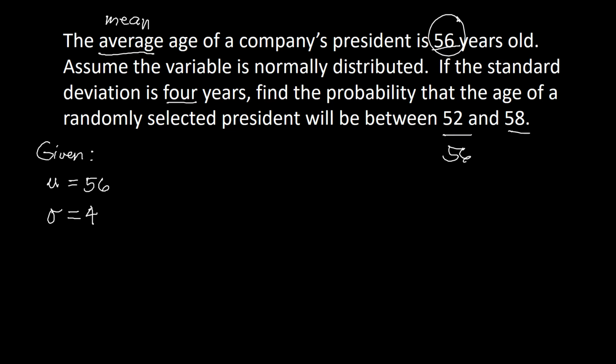Now, since here you've got two raw scores, we will be naming the first one as X sub 1, which is 52. Take note, you may interchange the names there. That really doesn't matter at all. So we have X sub 2 as 58. Now next, we look for their corresponding z-scores using the standardizing formula. This time, we are naming our first z as z sub 1. That will be equal to x sub 1 minus the mean over the standard deviation.